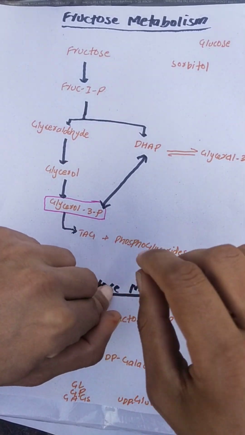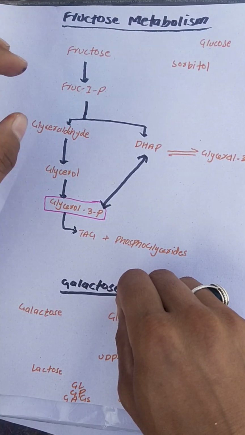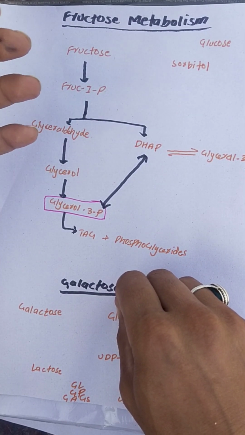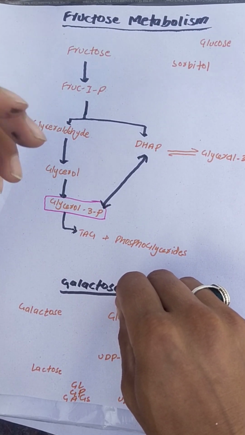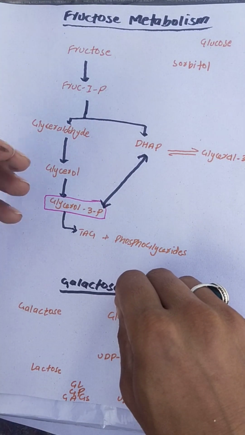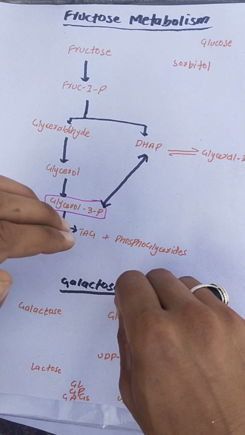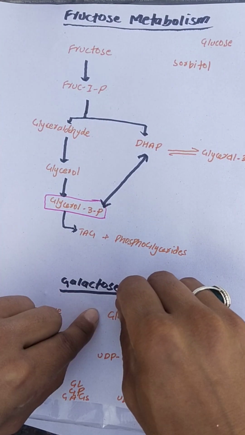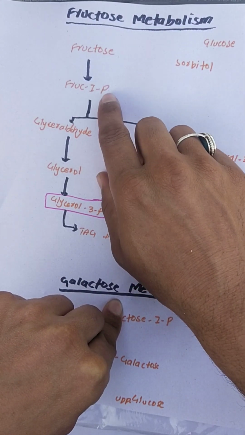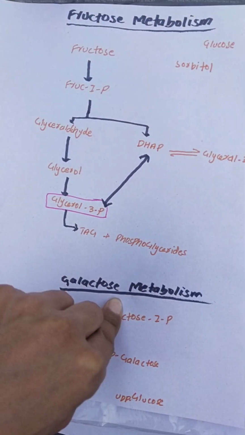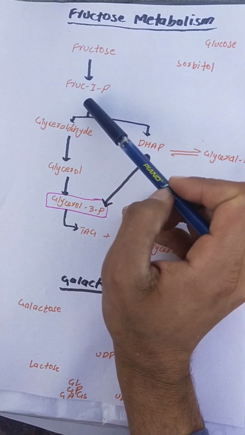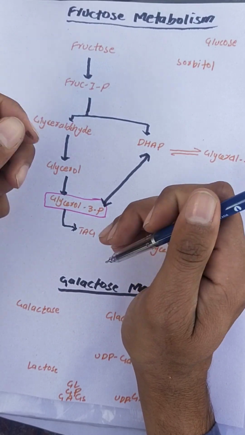In every metabolism, in fructose and galactose, in every reaction we first convert these monosaccharides into phosphorylated form. Why? Because the phosphorylated form is the active form. In glycolysis, you have studied that glucose is converted to glucose 6 phosphate, but fructose and galactose are converted first not into the 6 phosphate form but into the 1 phosphate form. So in the first reaction, fructose is converted into fructose 1 phosphate.